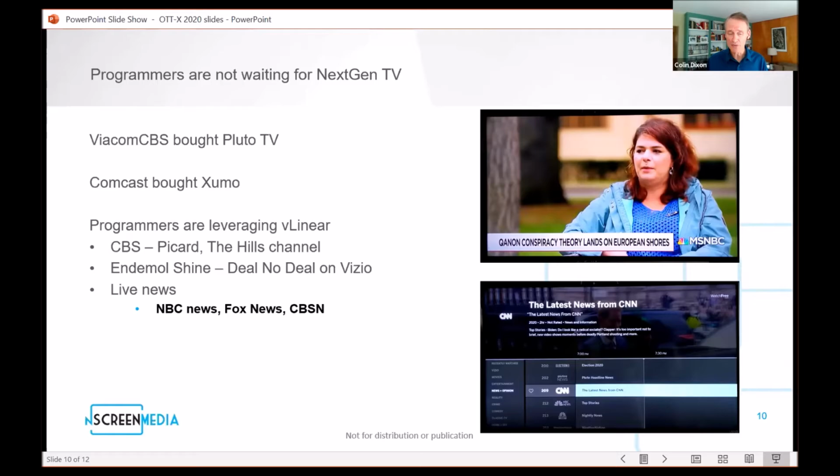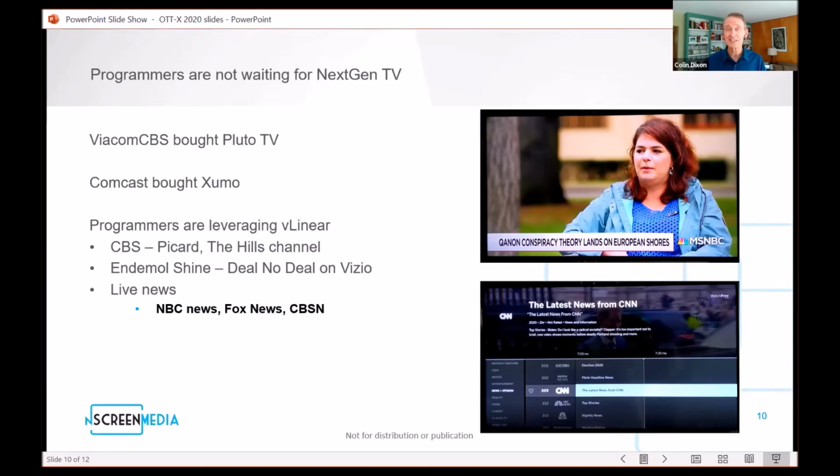Comcast bought Zumo this year. So there are two people entrenched in the traditional television market that really see virtual linear services as a key way of delivering entertainment services going forward.